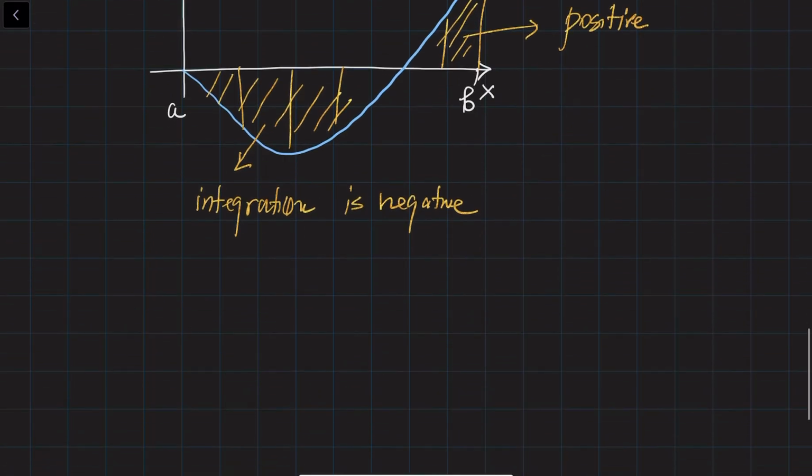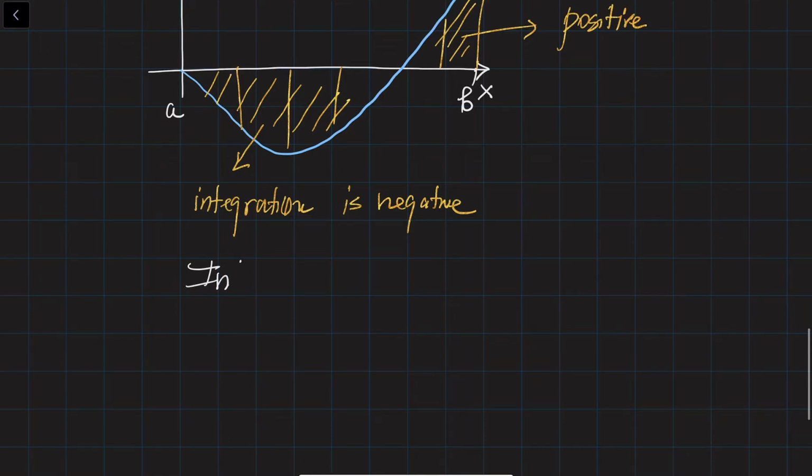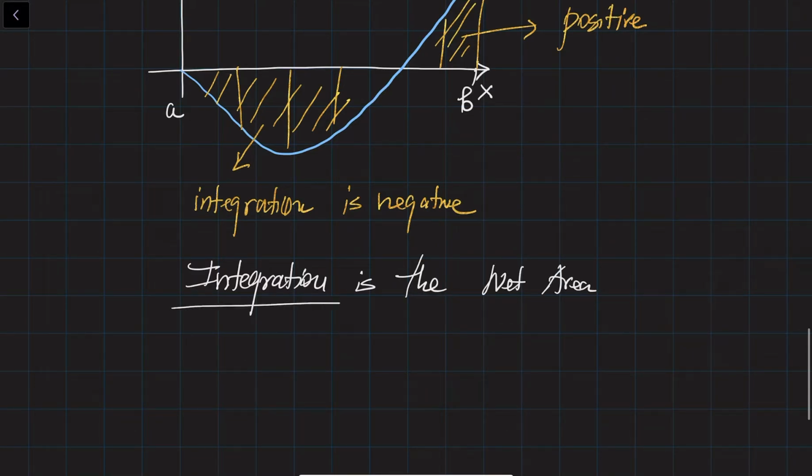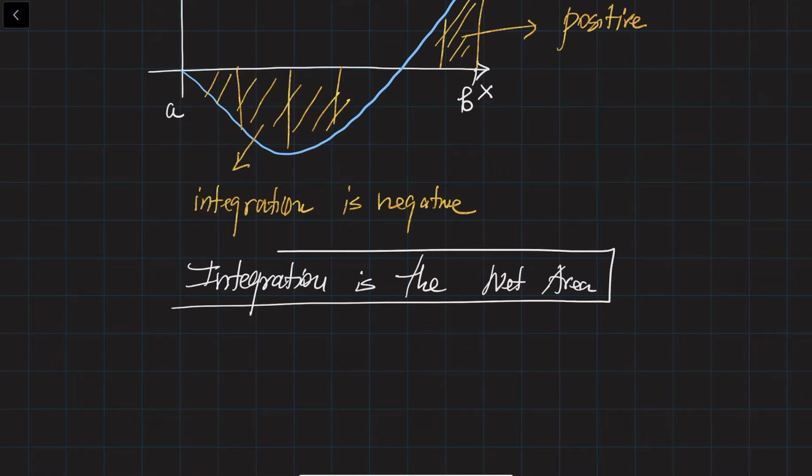So the integration, please remember, the integration is the net area. Which is very similar to something called a net profit, right? So you basically get some income, and you have some expenses, and if you just subtract the expenses from the incomes, you are going to get the net profit. So this is the same for the integration.